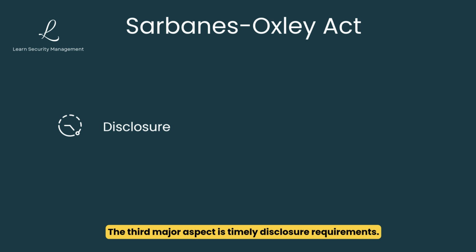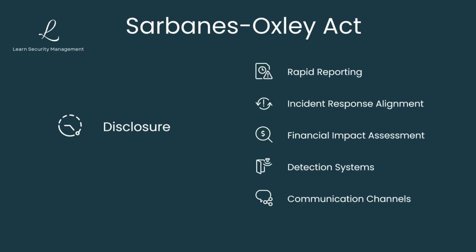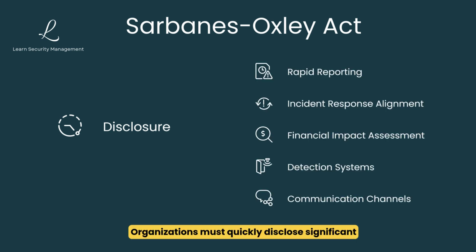The third major aspect is timely disclosure requirements. Organizations must quickly disclose significant changes in financial condition. No delaying bad news. Transparency is mandatory as per the Sarbanes-Oxley Act. Then there is incident response alignment. Cybersecurity teams must coordinate response plans with disclosure timelines. Security incidents may trigger legal reporting obligations.